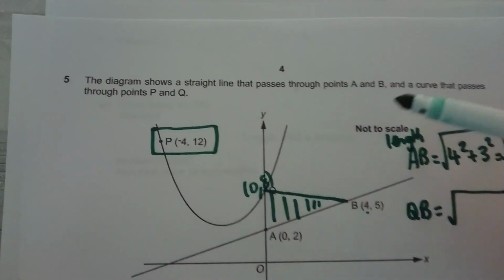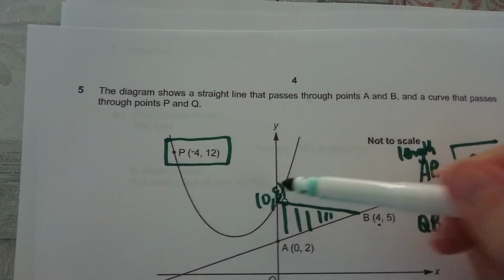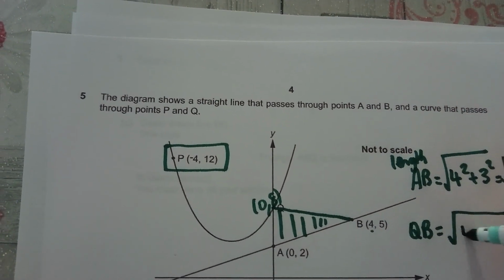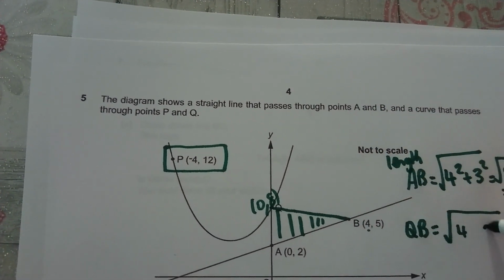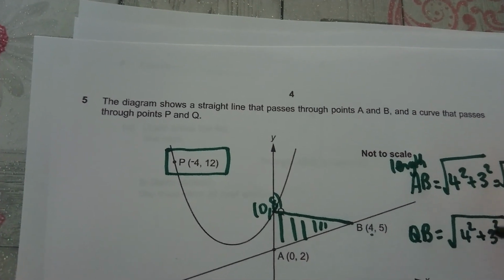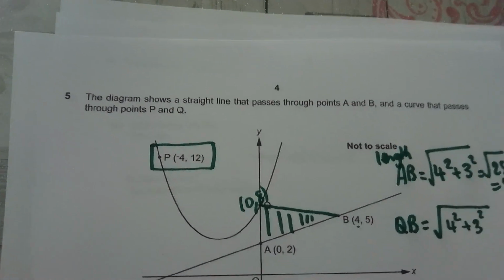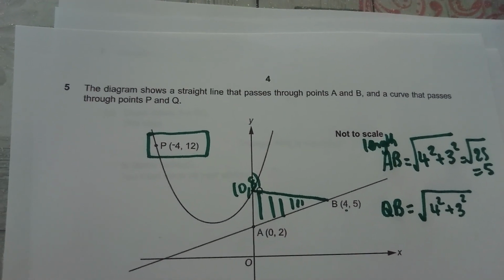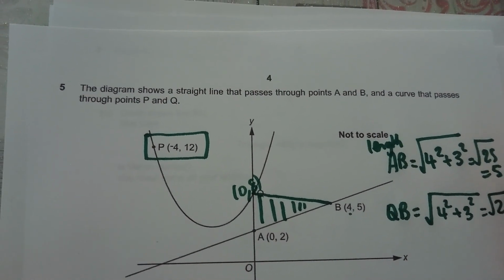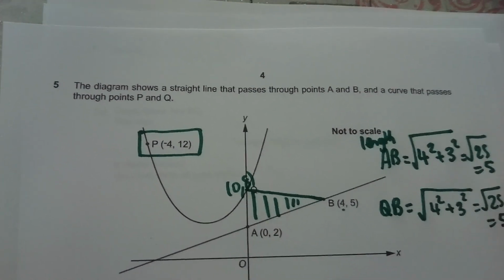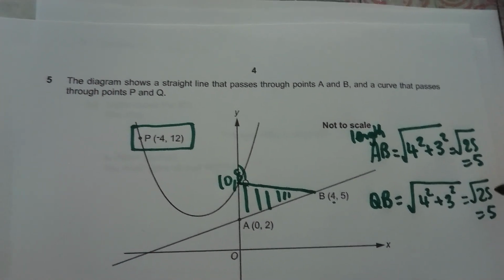So exactly the same method. We're going to work out the difference in the x's. So 0 and 4 is 4. 8 and 5 is 3. Square them, add them, and you can see it's the same calculation as this one. It's just the other way around. In fact, it's not even the other way around, it's exactly the same. So you're still going to get the square root of 25, which is 5. So we have shown that those two are the same length.